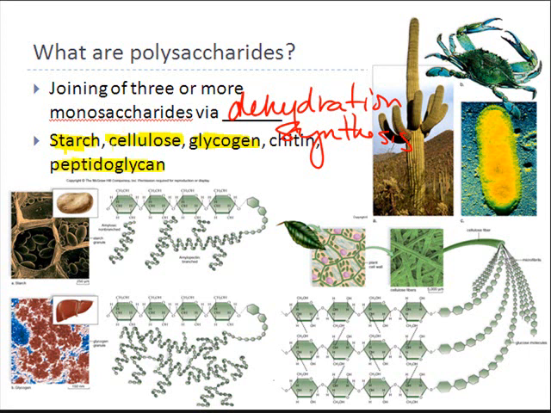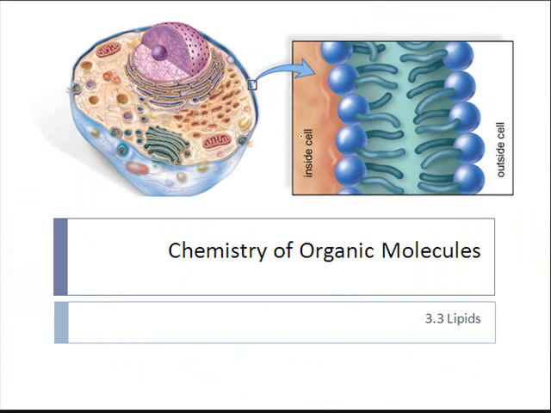Peptidoglycan is a version of polysaccharides that you find in the cell walls of bacteria, like this bacterium right here. And chitin is yet another version of a polysaccharide that is found in the exoskeleton, or the outer covering, of things like crabs, lobsters, insects. It's even found in the cell walls of fungi, things like mushrooms and yeast. So that's it for carbohydrates. Next up, we're going to be talking about lipids.